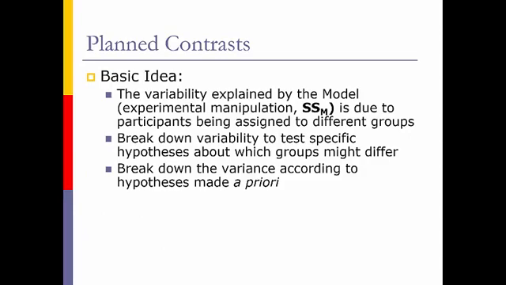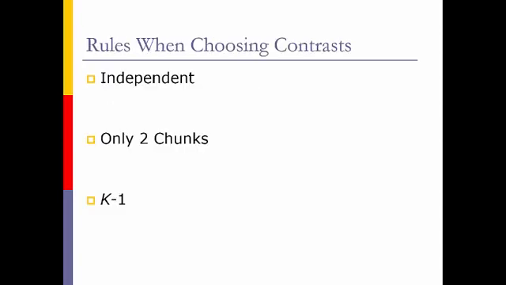We want to be able to figure out how much variability is actually explained by the model. So we're going to break down our hypothesis to figure out which groups we think would differ. There are some rules when choosing contrasts, so you have to think about these before, because these all have to be determined a priori, that is, before you run the test.